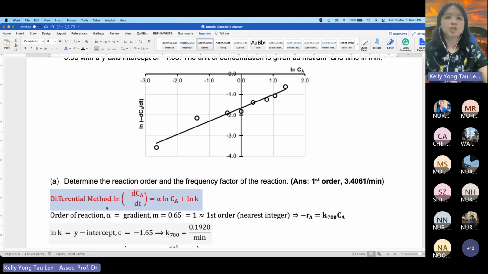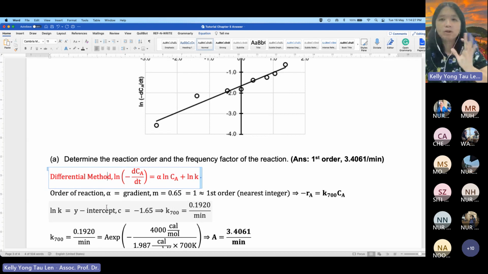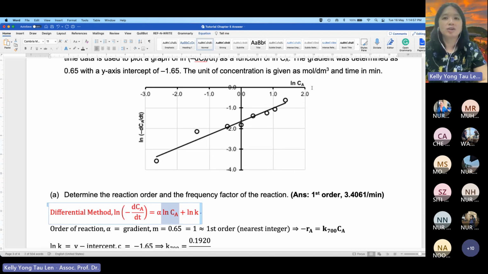Okay, so you check equation dia. So equation dia given as, you don't have to memorize the equation. List of equations, dalam list of equation yang saya bagi dalam test atau exam, I don't tell you which method to which equation. So kamu kena tahu sendirilah kalau equation ni method apa. Okay, so differential method equation says that ln minus dCA per dt. So this is your y-axis, the same as your graph, equals to alpha ln CA. Ln CA is your x-axis as shown in the graph. Therefore, alpha is your gradient.